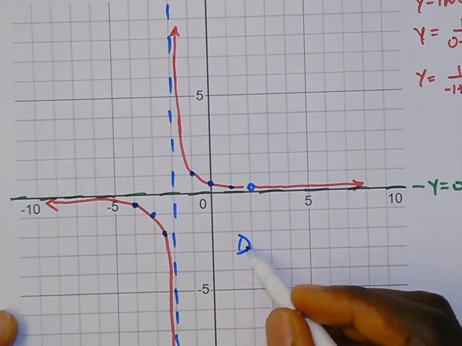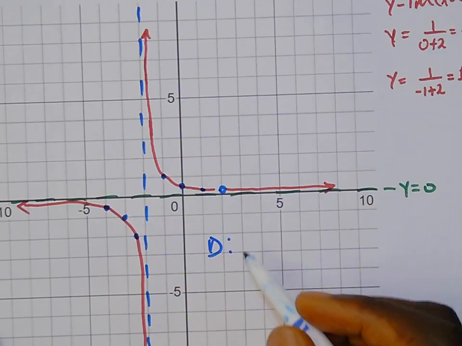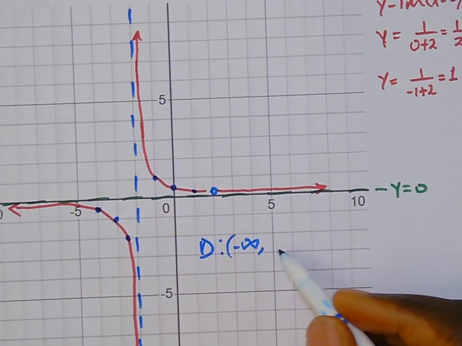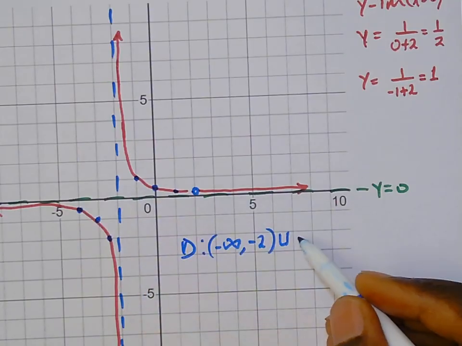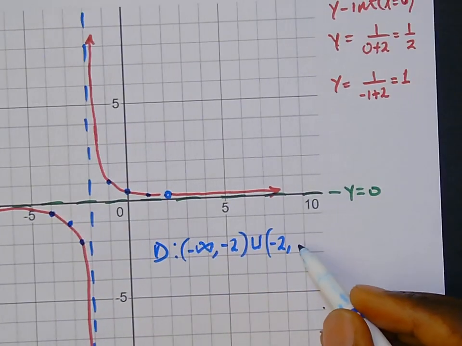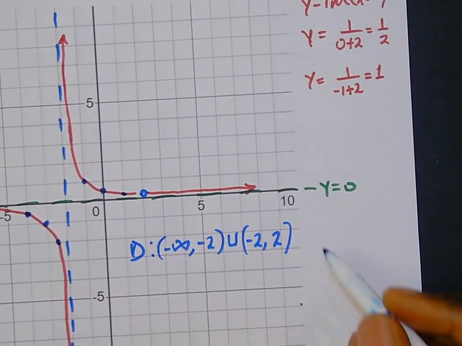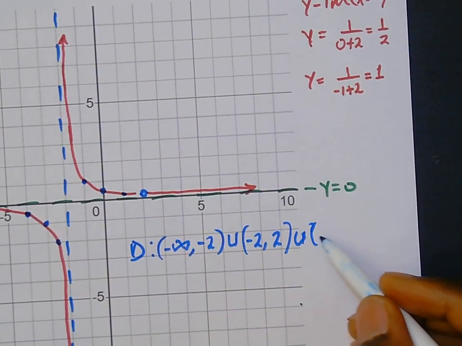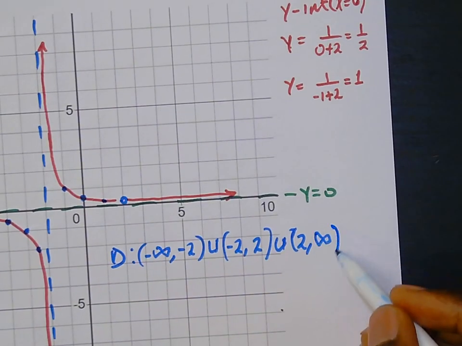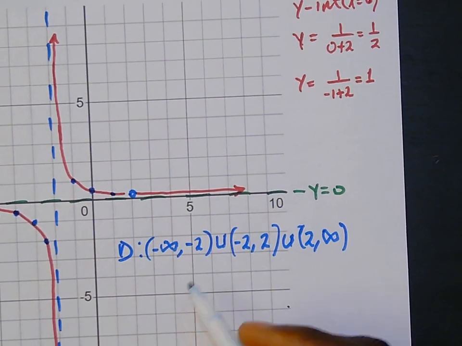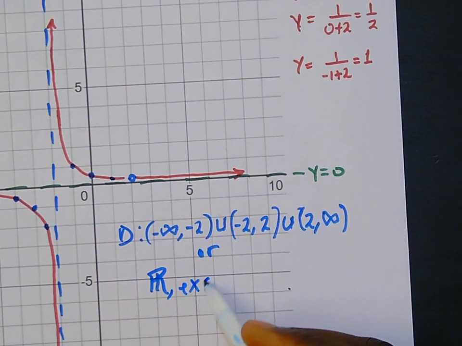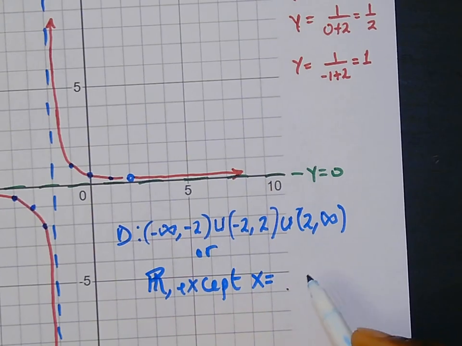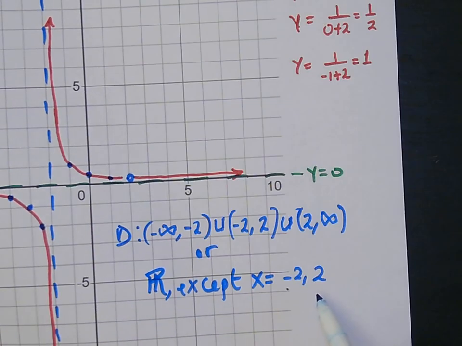So the domain, let's call that D, will be in interval notation from negative infinity to negative 2, union, because there's a break there, there's an asymptote, negative 2 to 2, there's a hole at 2, union, from 2 to positive infinity. Or you can write it like this. In some books they will say all real numbers except x equals negative 2 and 2. Those are the x values where the graph is not defined.